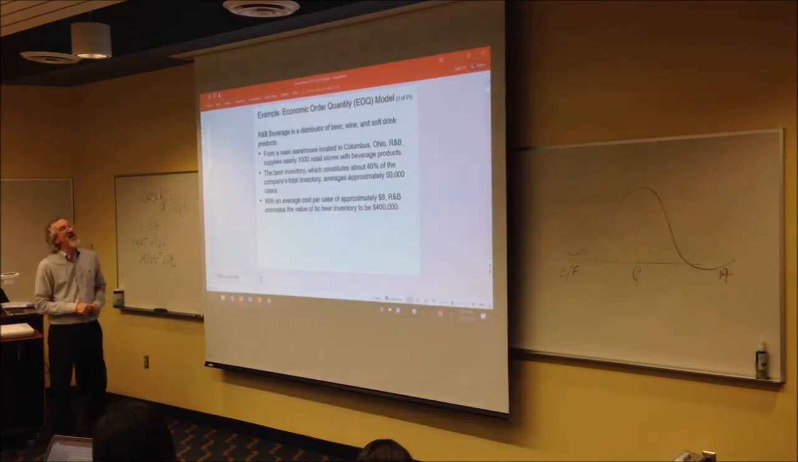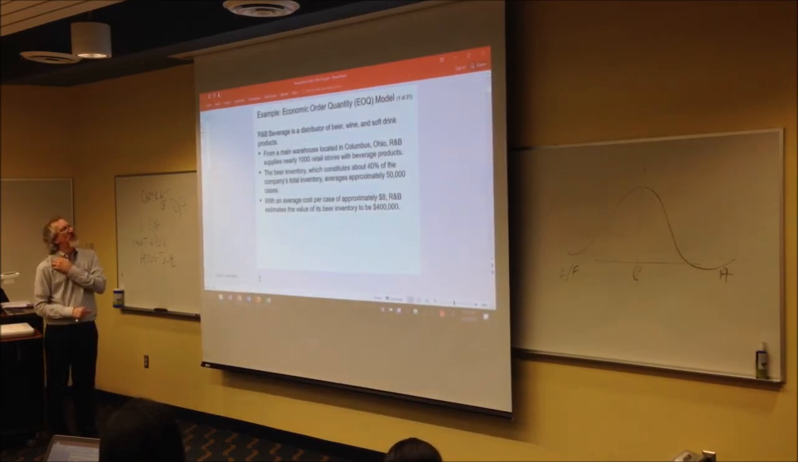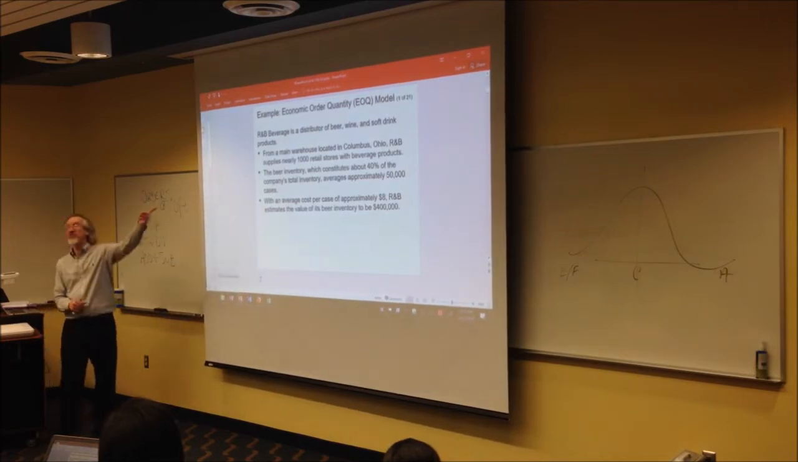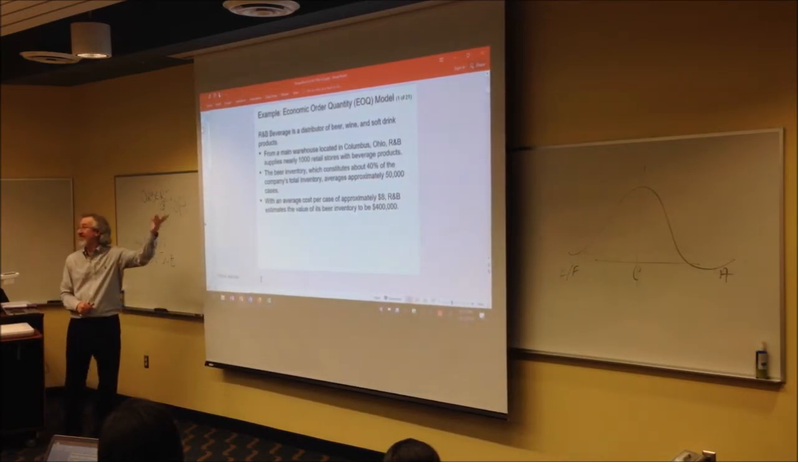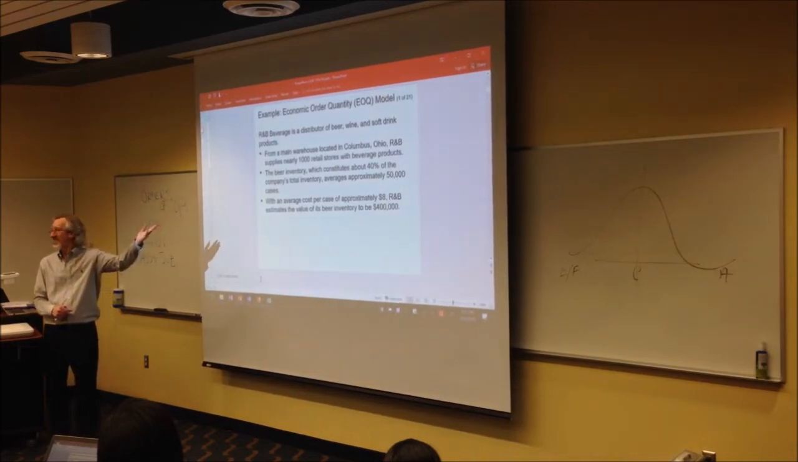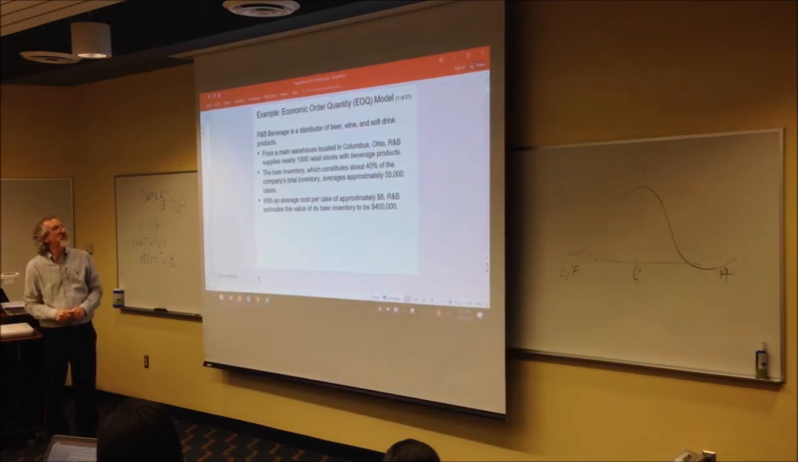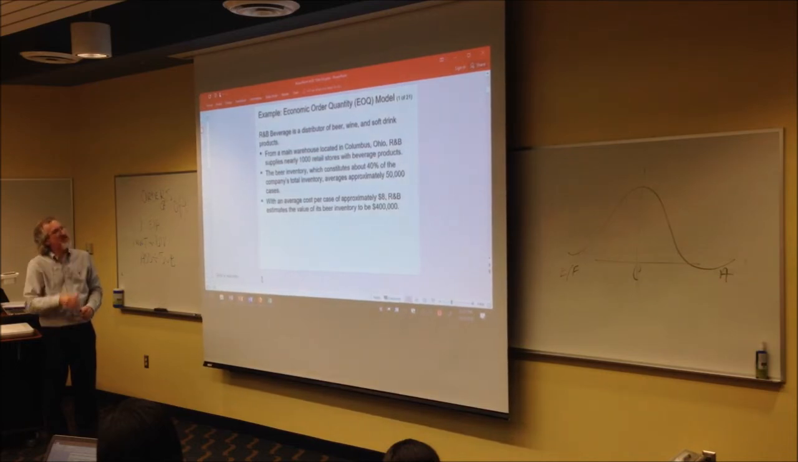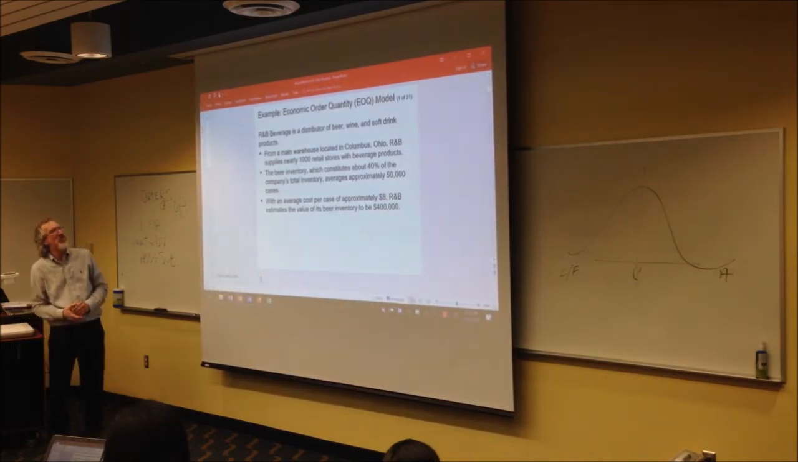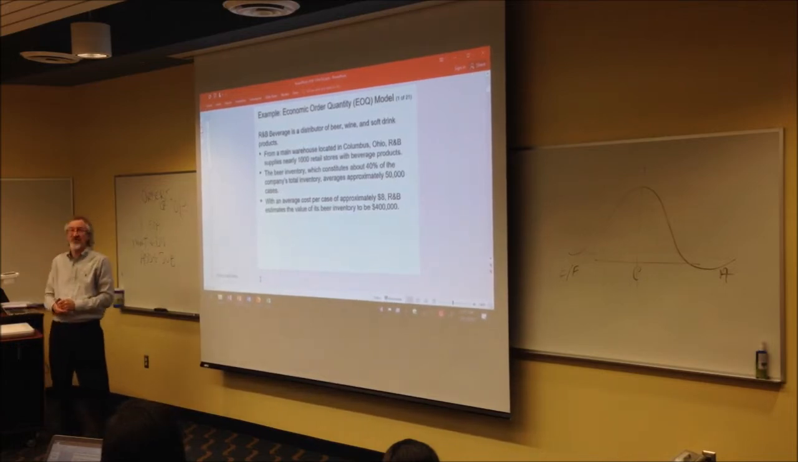Here it is. R&B Beverage is a distributor of beer, wine, and soft drink products from the main warehouse in Columbus, Ohio. R&B supplies, see, I'm going to change that now that I realize I forgot it. Yeah, they're in Ann Arbor. They're in Flint. Let's change that to Flint, Michigan. And there are nearly 1,000 retail stores that they supply to, okay, beverages. The beer inventory, which constitutes 40% of the company's total inventory, approximately 50,000 cases is their average inventory.